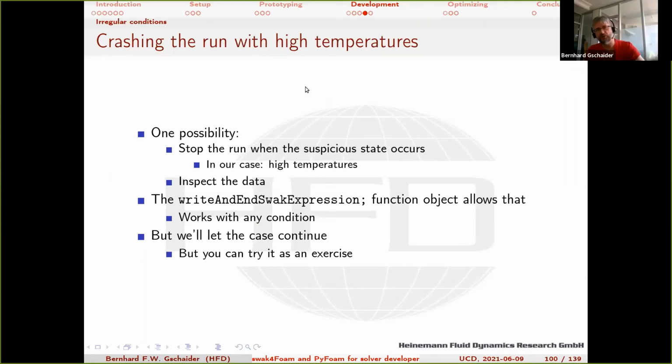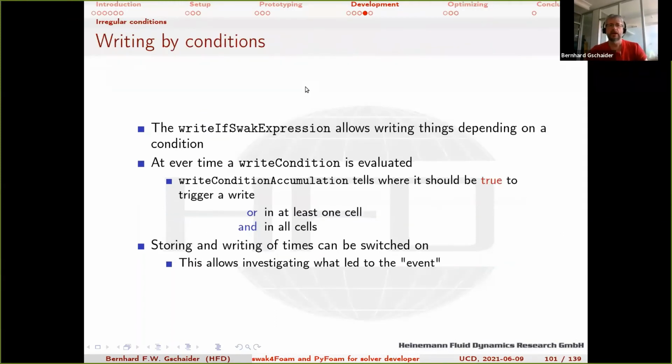But we're not going to use this. We're going to use something more interesting, but you can try it as an exercise. There's a function object called writeIfSwakExpression. There are several other writeIf function objects. You can investigate for yourself what OpenFOAM does there.